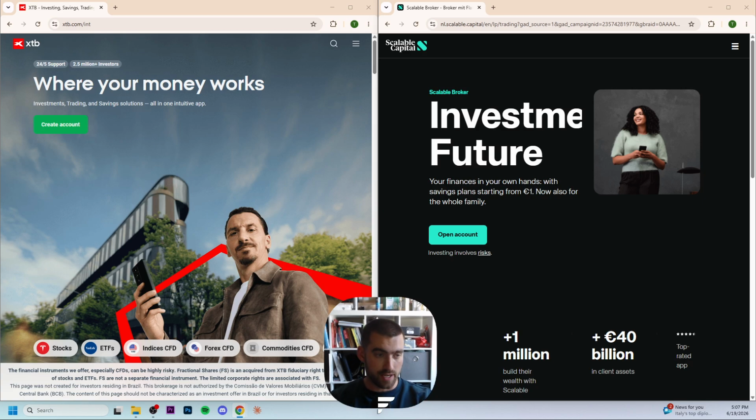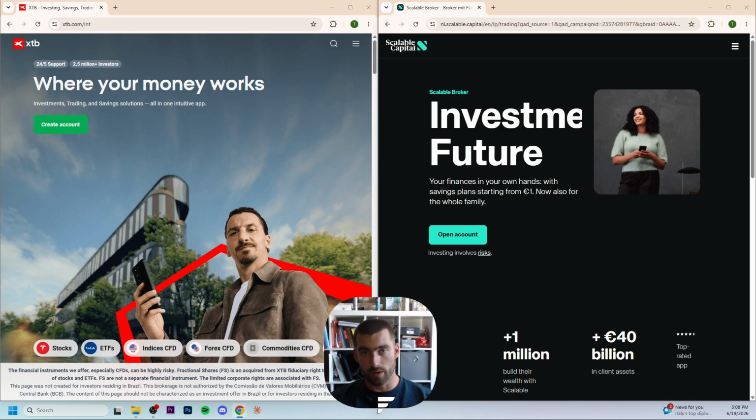Then if you go to the trading tools, XTB has advanced charting, CFDs, stocks and ETFs, and Scalable Capital has stocks, ETFs and automated ETF saving plans. Then if we look at the interface, XTB is more trader focused and streamlined, and Scalable Capital is clean, simple and beginner friendly.